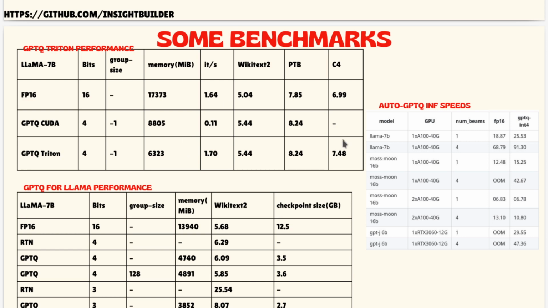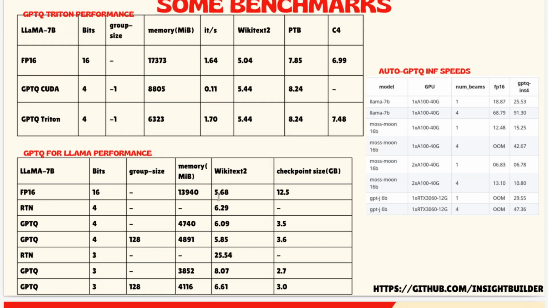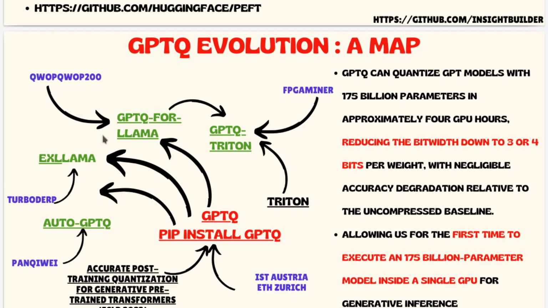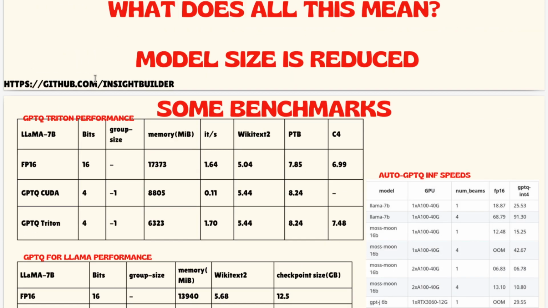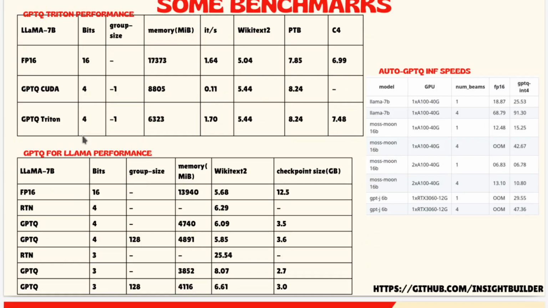And there are other improvements also. So GPTQ for Llama. I don't know how to pronounce this particular name, let me say qwopqwop200, had created an implementation of GPTQ especially for Llama, and this RTN is round to nearest. I did not know what RTN is, so I had to do a search. RTN means round to nearest, and you see that here is a comparison.